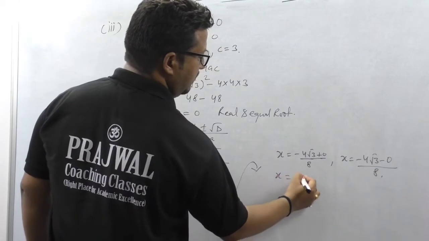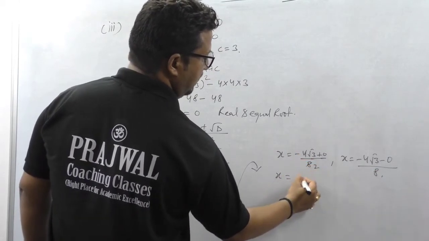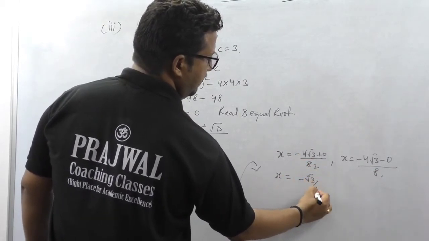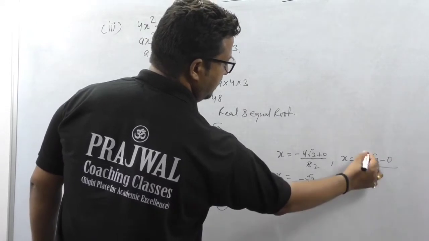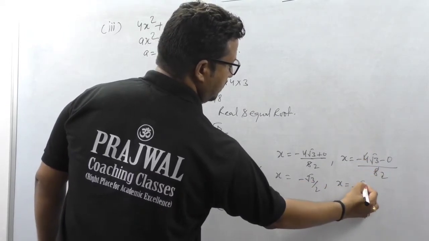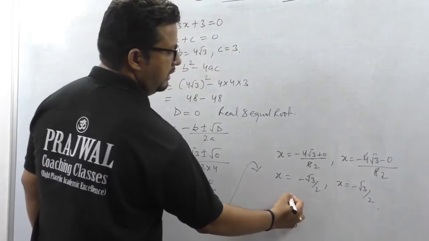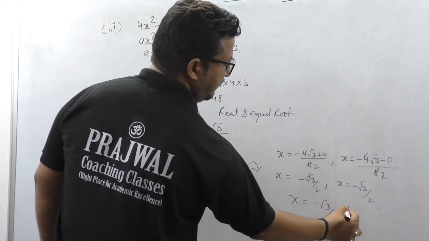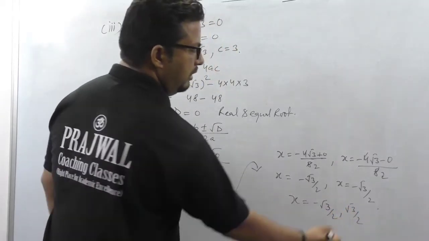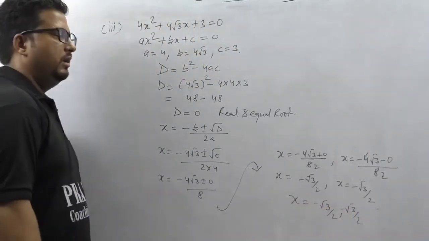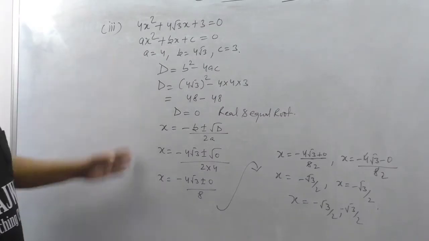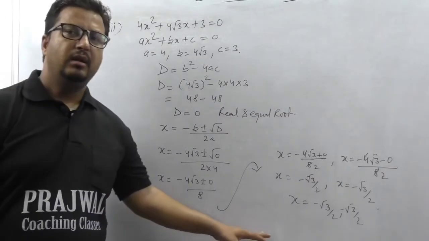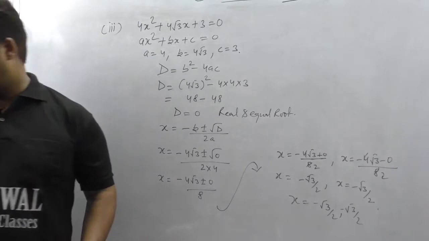So here we got the answer: 4 to the 8, it will be minus root 3 by 2, and the other will also come the same, 4 to the 8, minus root 3 by 2. So because D we get 0, it means equal roots are there. देखो, see, both the roots are same, root 3 by 2 with negative sign. Okay, so this is the quadratic formula. With the help of the quadratic formula we can solve this. All right, quickly note it down everyone.